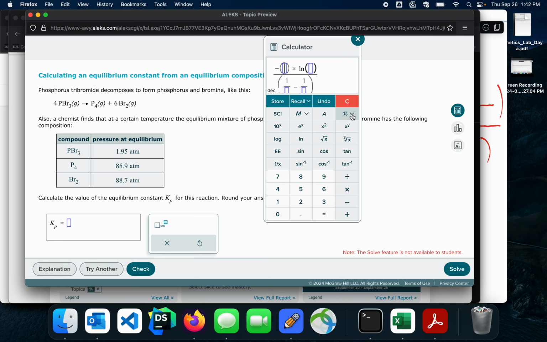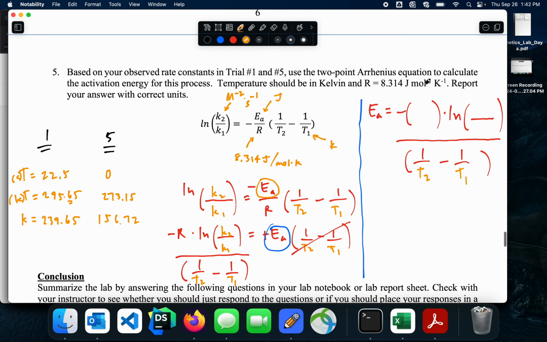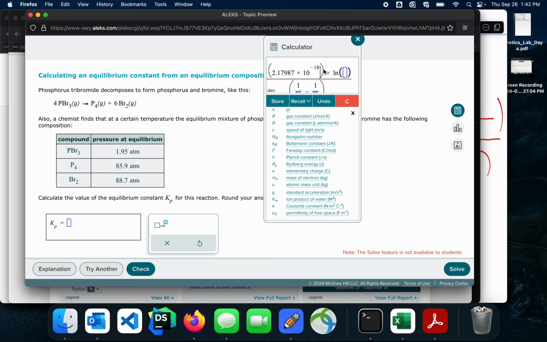So if I come over here, and this is my R, which is my Rydberg energy. Nope, it's my gas constant. I guess you got to know that, don't you? Yeah, you got to be told that. Are we told that in the question? Let's go look. Oh, there it is right there. Okay, we got it. Never mind. That was about a mistake, wasn't it? 8.314, it's still here.